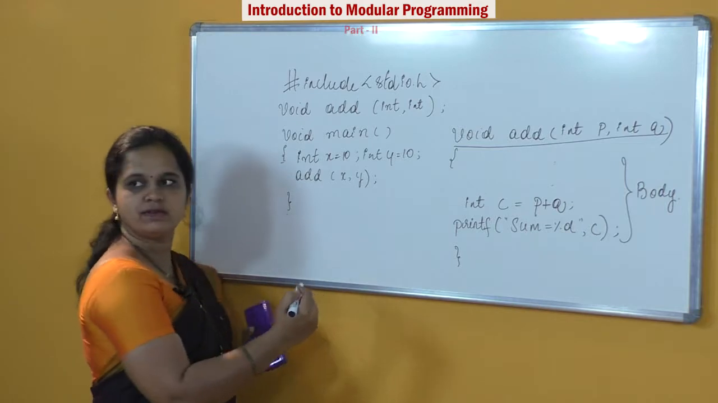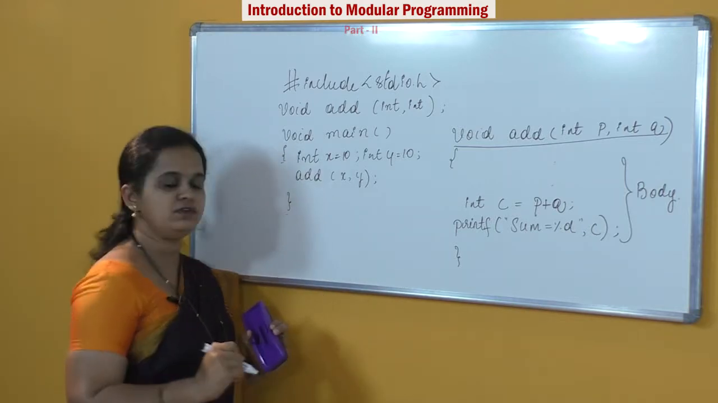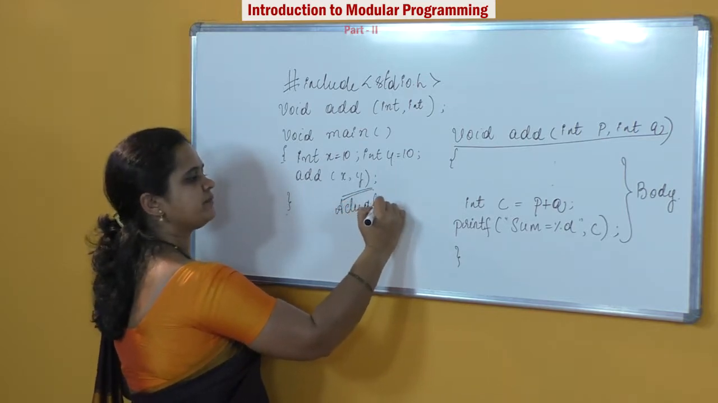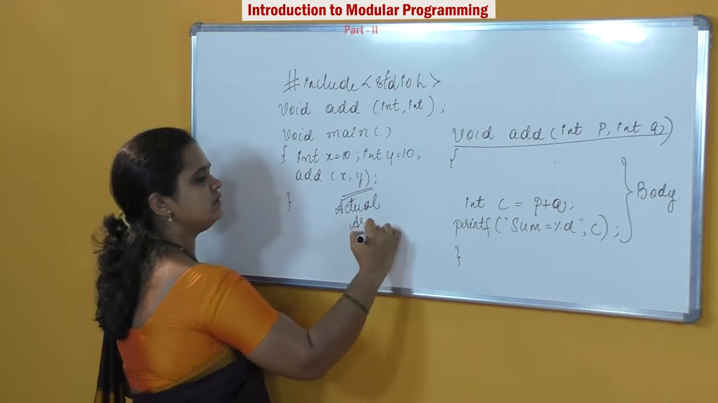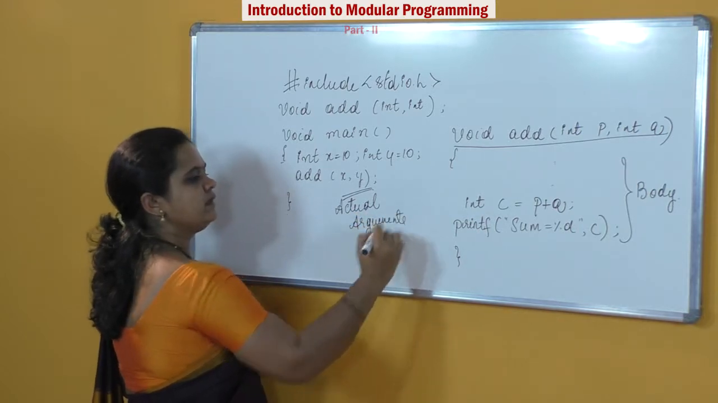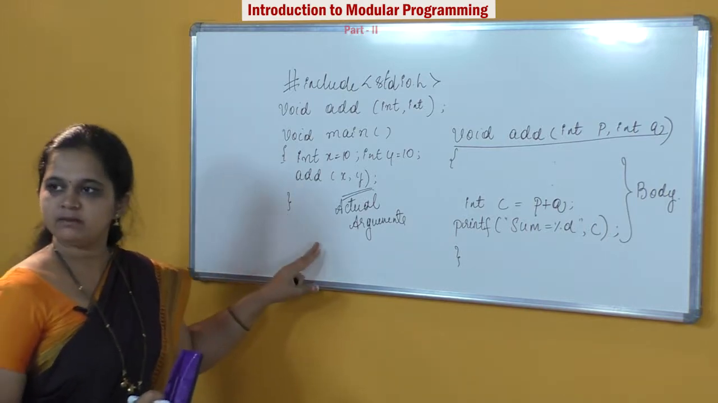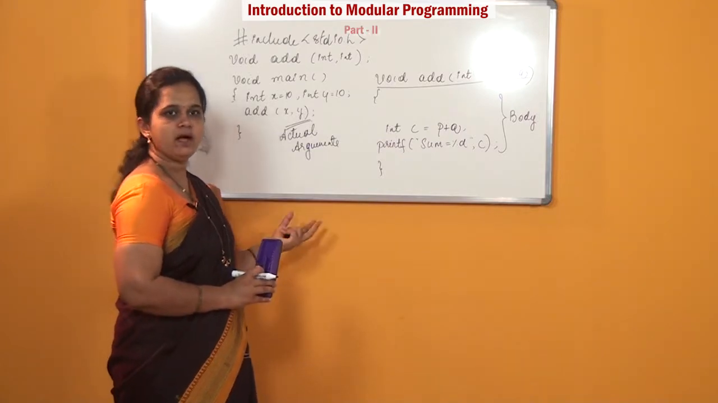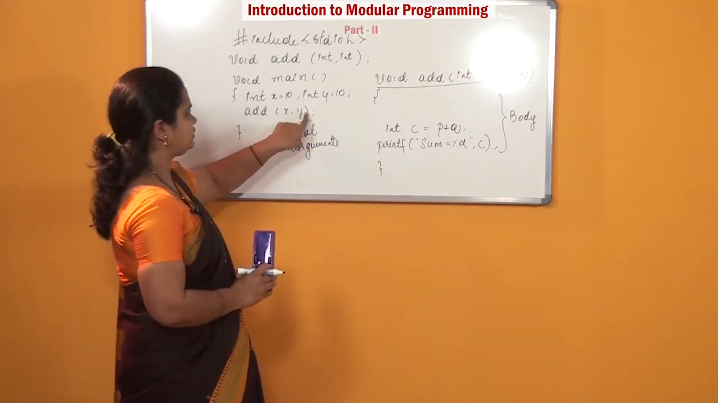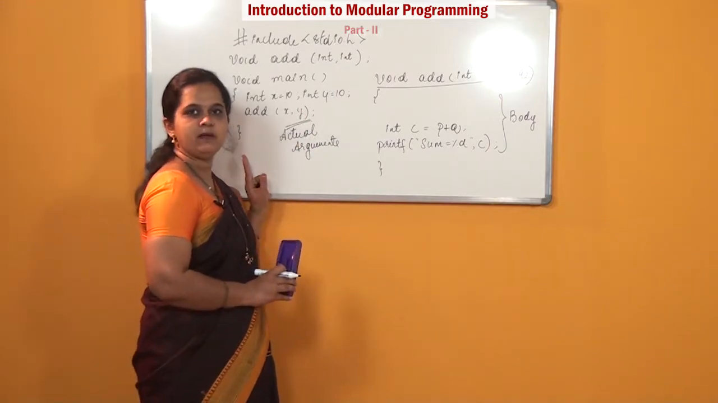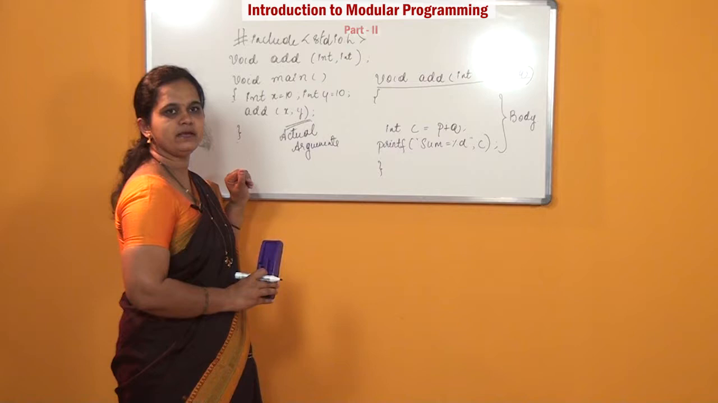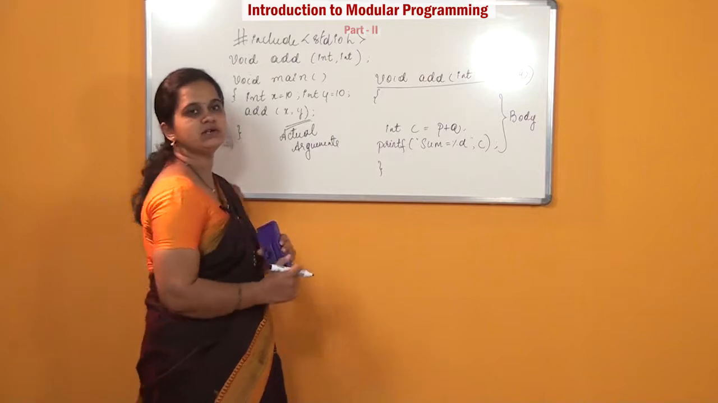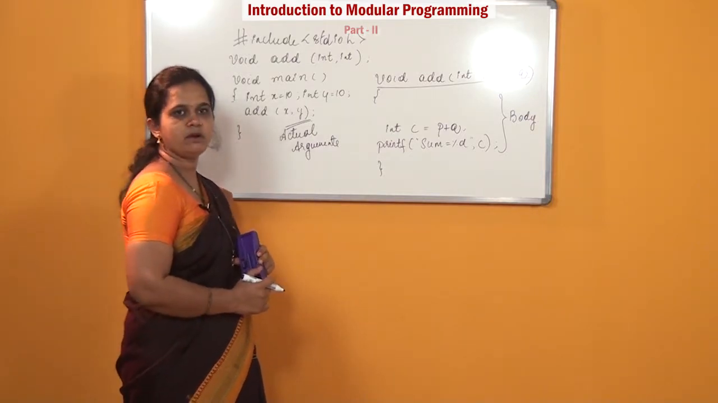So what we have to concentrate on here are the two types of variables that we use. This variable is called the actual variable or actual argument. Actual arguments are the variables that I declare in the main function, the exact values that I really want to pass to the function. That means the arguments that we pass in the function call are called actual arguments, and the arguments that are received in the function definition are called formal parameters.